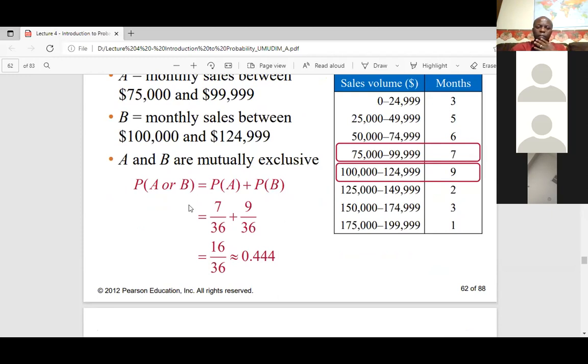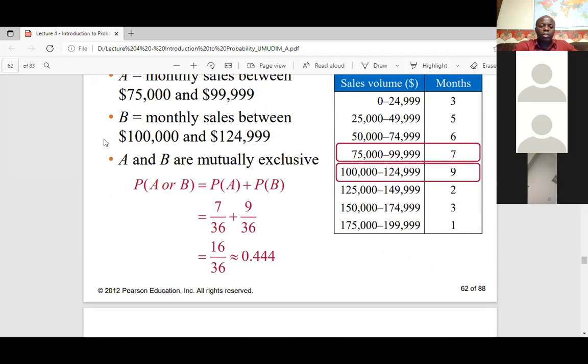Does it tell you how many decimal points you have to round it to? This one didn't tell us, but the homework question will tell you. If you say 1 decimal place, it has to be 0.4. If you say 2 decimals, it has to be 0.44.